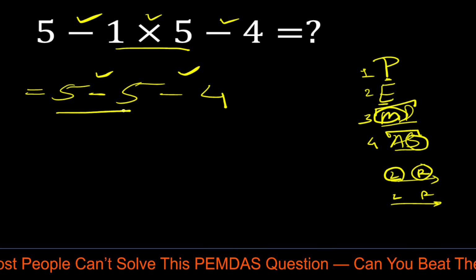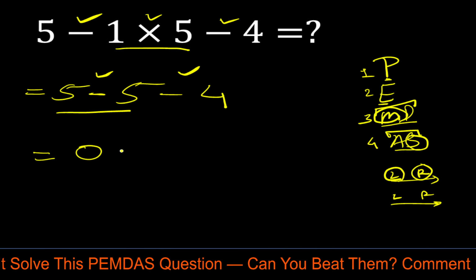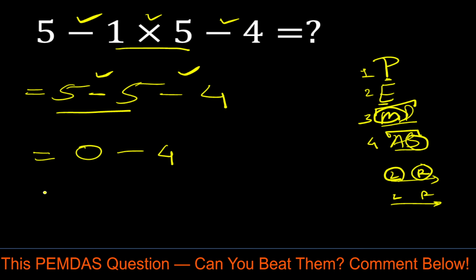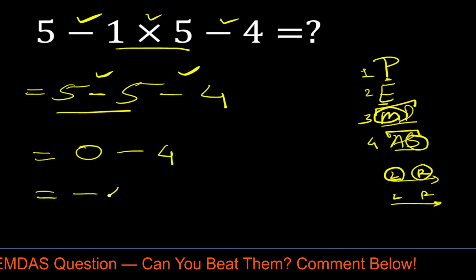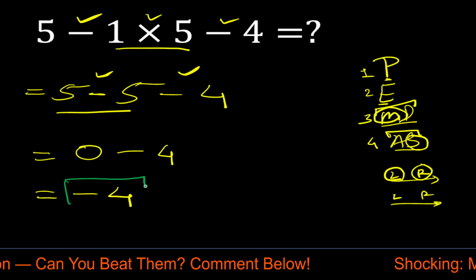So first we have to solve this subtraction. So 5 minus 5 is equal to 0 minus 4. So 0 minus 4 is equal to minus 4, right? So the correct answer is minus 4.